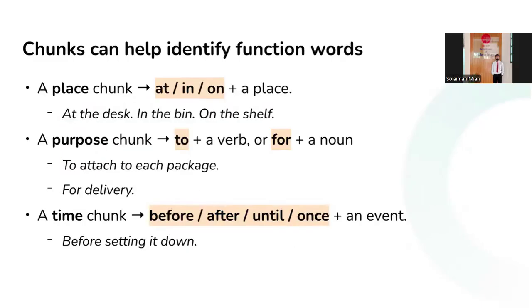So, how do you make sure you catch the function words when they're so easy to miss? This is where the chunking concept from the last lesson really helps. The content words that you can hear more easily likely give you an idea of what type of chunk you're dealing with, and the type of chunk hints at what kinds of function words it may use. For example, a place chunk needs a word like at, in, or on, plus the place itself.